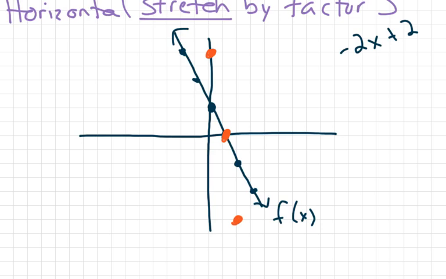I don't know that I'm going to get anything else on this graph. Sorry about that. That was Mr. Flanagan making an announcement.